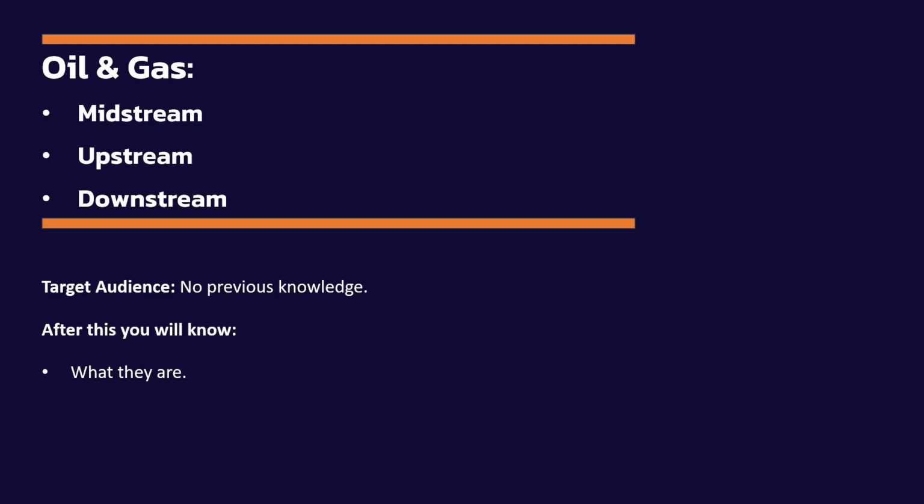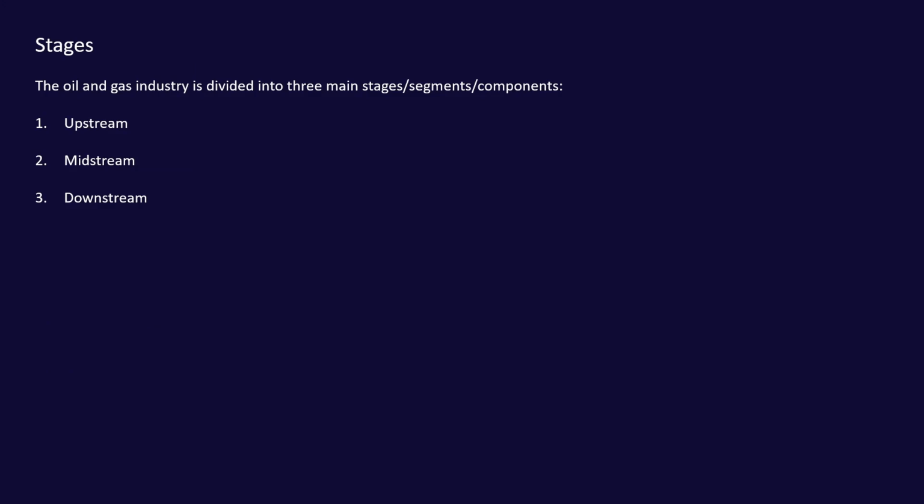Hello and welcome to this video where I want to talk about midstream, upstream, and downstream in the oil and gas industry. The target audience of this video is people with no previous knowledge, and after you watch this video, you will know what these three things are. This is just a way that most people divide the oil and gas industry. You can think of them as main stages or segments or components.